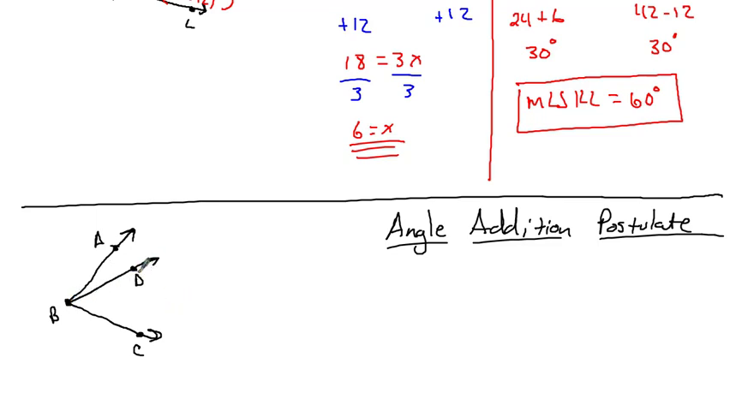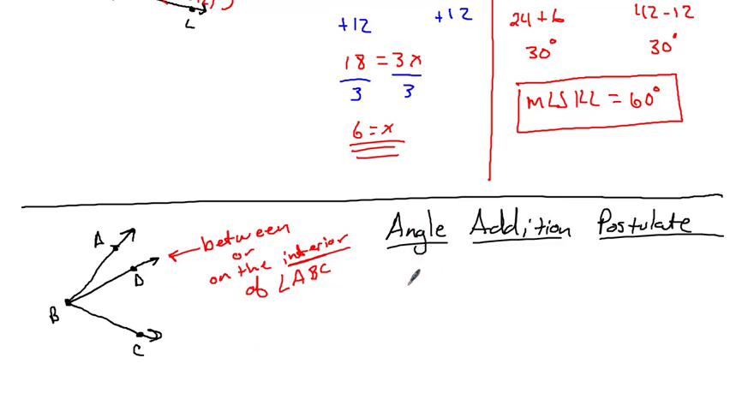So ray BD is between, or on the interior of angle ABC. Okay, so you may hear that word, interior. That just means it's inside the angle. Exterior would be outside the angle.